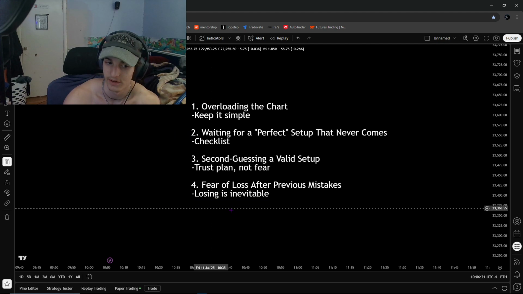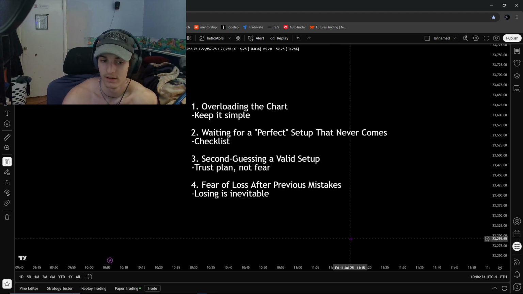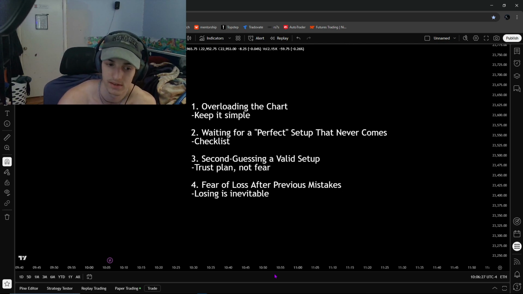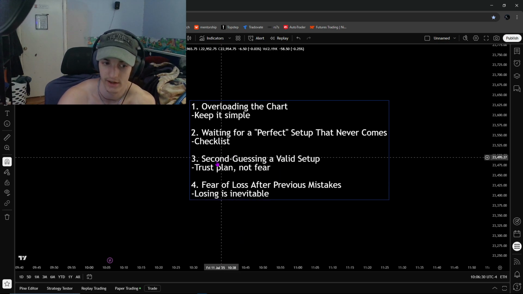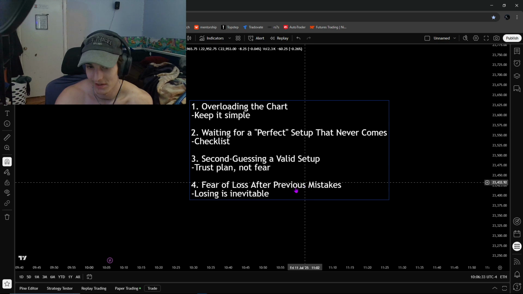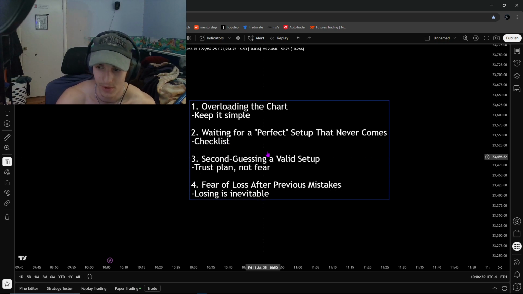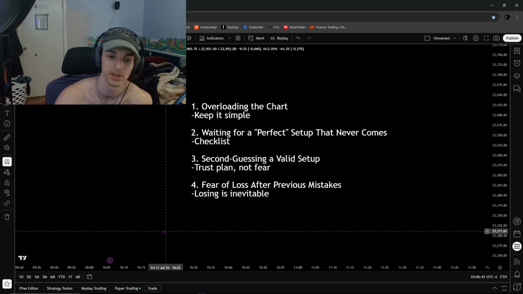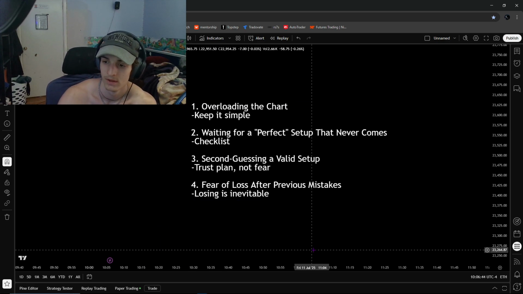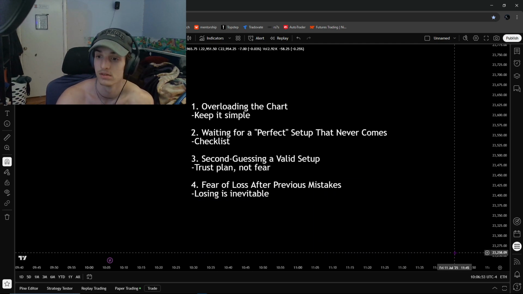And this is why we'll get into number 4. Fear of loss after previous mistakes. This is why a lot of you are scared, and why a lot of you second guess a valid setup. Because you have fear of loss after previous mistakes. And the way you get over this, reset your mind. Realize losing is inevitable. Inevitable meaning it is bound to happen.